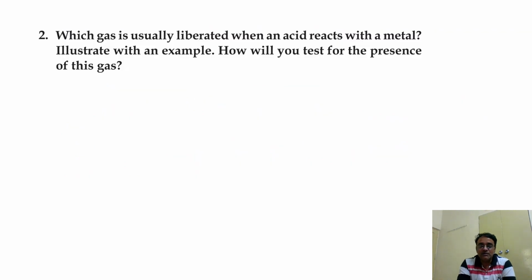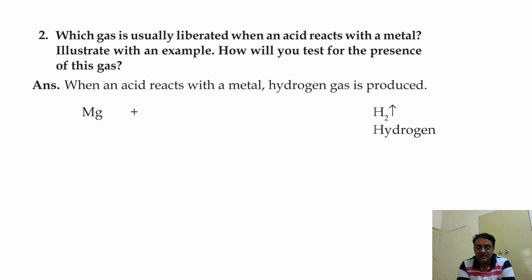Okay. Now, this is the second question. Which gas is usually liberated when an acid reacts with a metal? Illustrate with an example. How will you test for the presence of gas? So we know that when acid reacts with metal, hydrogen gas is produced. So you'll see one example. Magnesium with hydrochloric acid will give magnesium chloride and hydrogen, जो up arrow mark is given, that is used for gas. Okay, otherwise you can write (g) also in bracket.